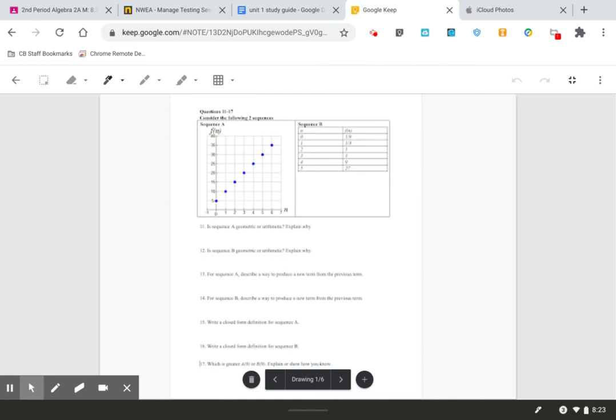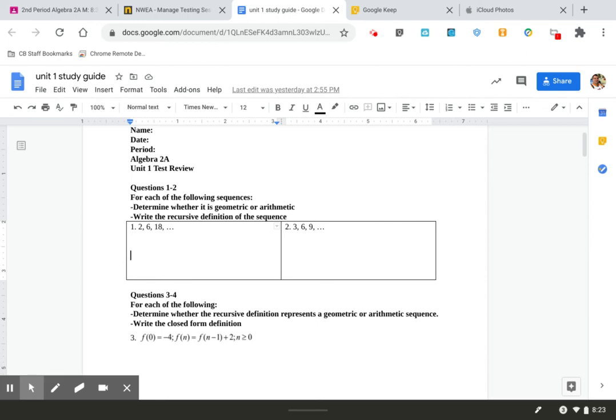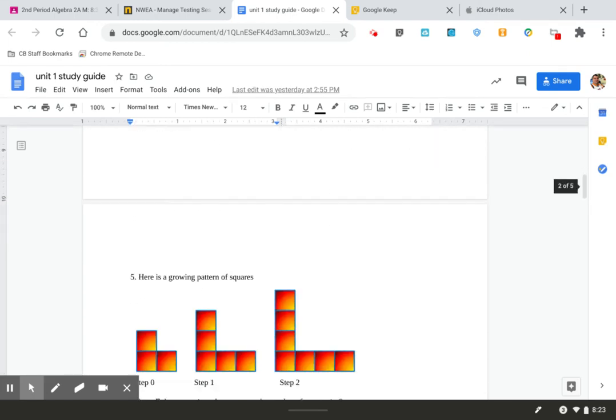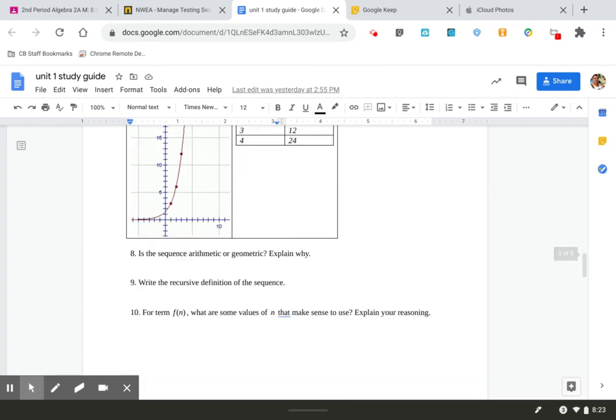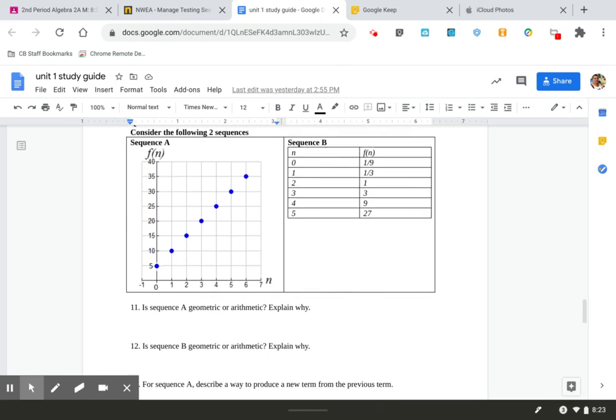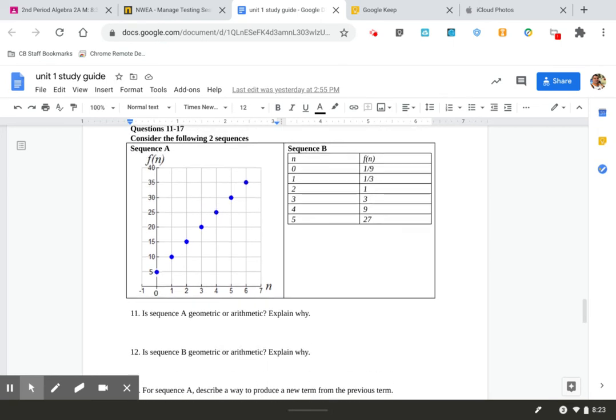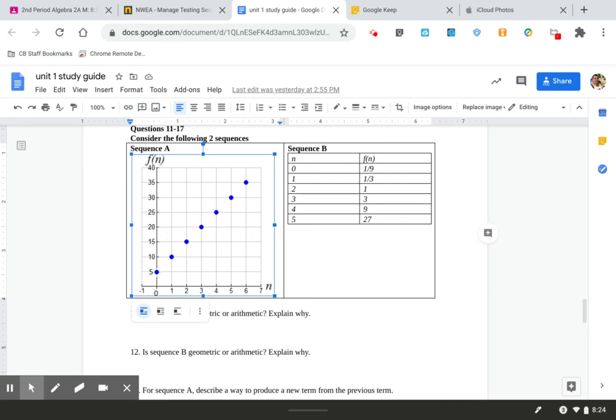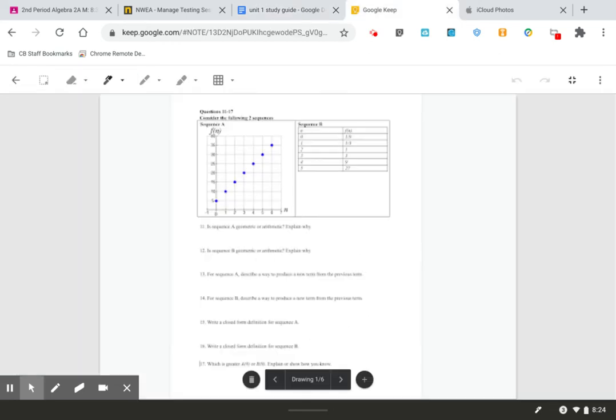All right, consider the following two sequences. I'm going to go off of here because the picture isn't quite as clear. So is sequence A geometric or arithmetic? Explain why. Okay, so if I look at the graph here, notice the graph is linear. When the graph is linear, it's arithmetic. So the answer to number 11 is arithmetic because the graph is linear.